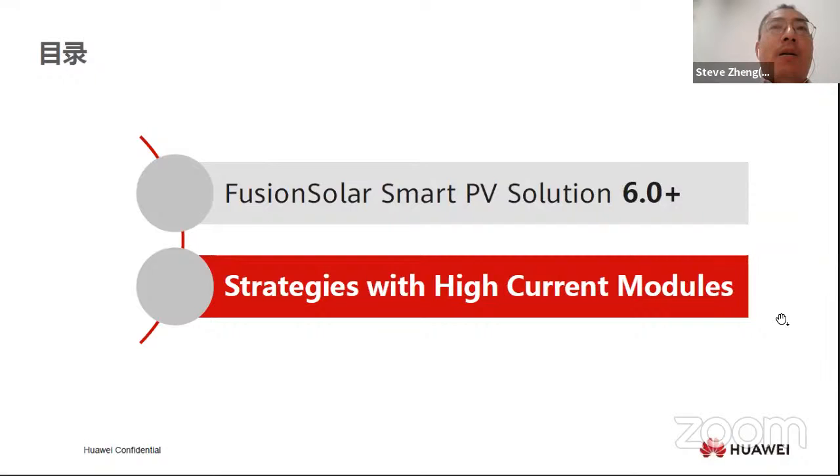So all the above is talking about some of our key features for the smart PV solutions. And now we move to the product strategies for the high current modules. Next.